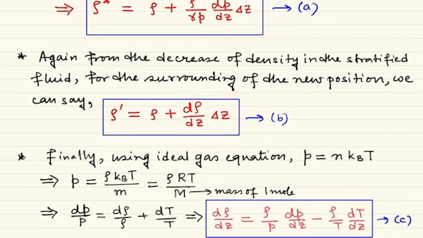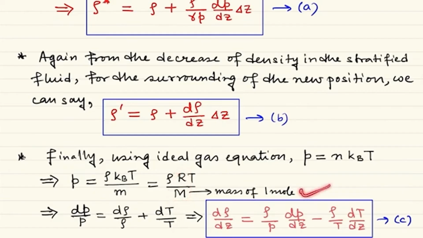Finally, we assume that the gas is ideal. So from kinetic theory, we can simply write P is equal to N kB T, where N is the number density, T is the temperature, and kB is the Boltzmann constant. So P is equal to rho kB T by m, where m is the mass of one particle. Then for 1 mole of gas or fluid, we can write rho R T by m, where m is constant and R is constant. Here m is the molecular mass, or molecular weight, of the constituent particles.